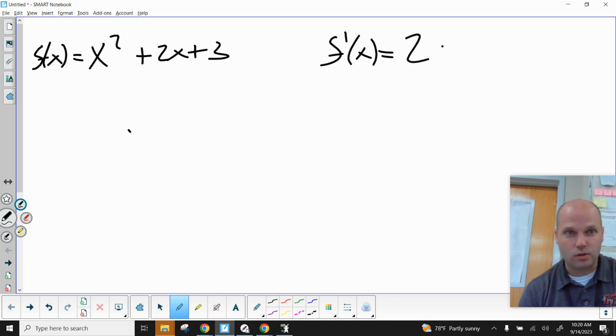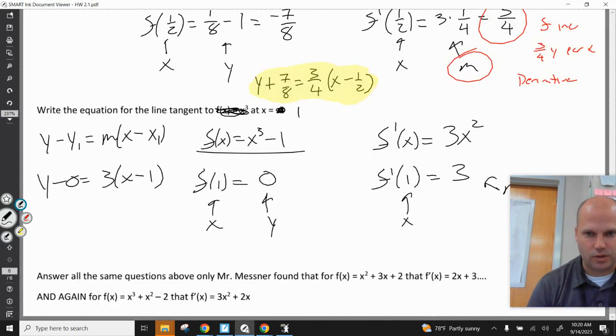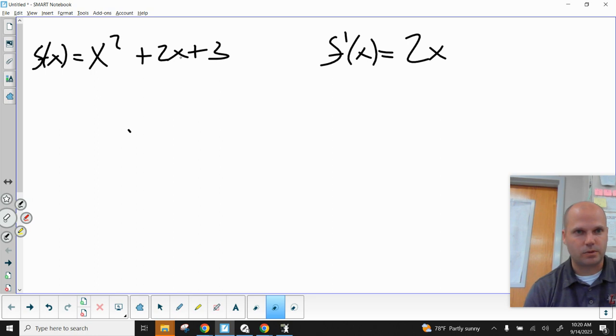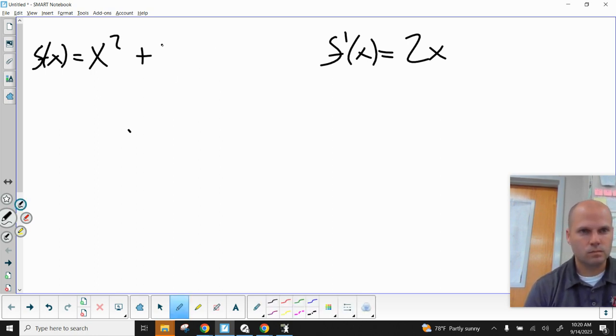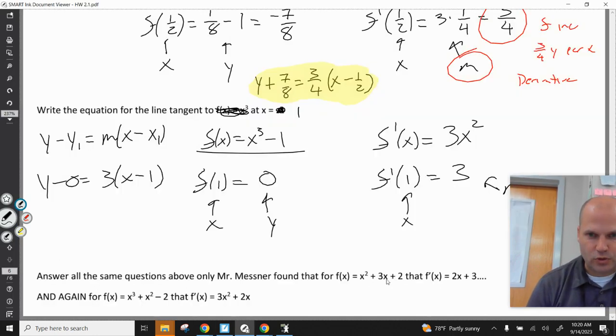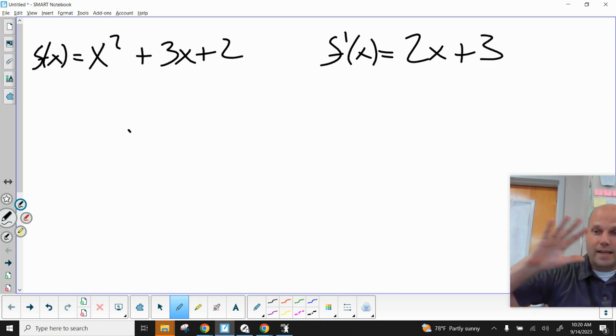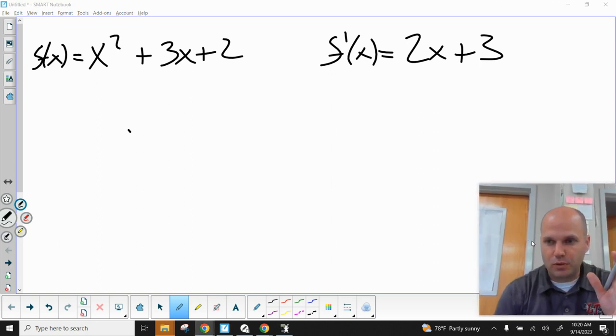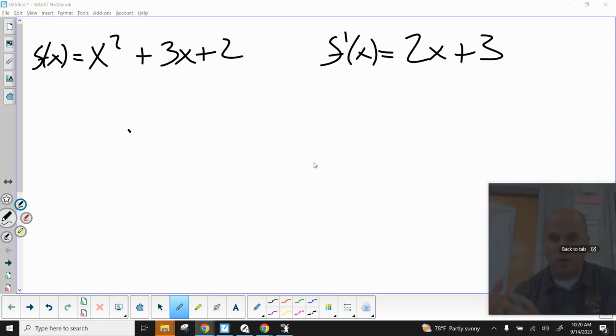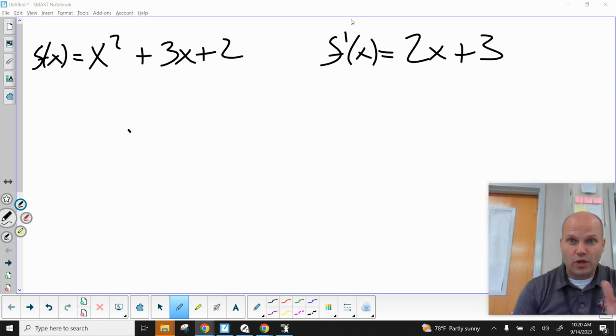I'm going to give it to you. It's not 2x plus 3. Oh, sorry, x squared plus 3x plus 2. X squared plus 3x plus 2, 2x plus 3. A different f produces a different f prime equation. Okay? This equation will produce m's, but it's m's for this f.